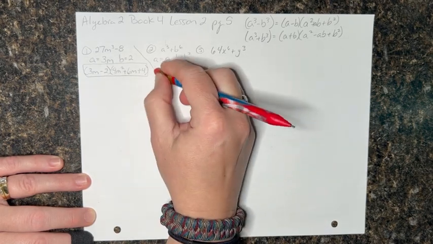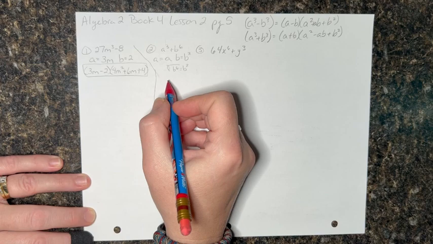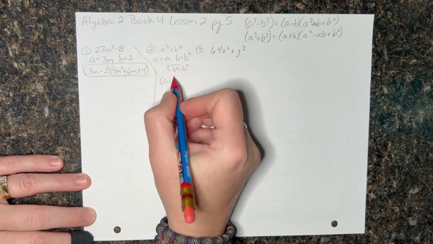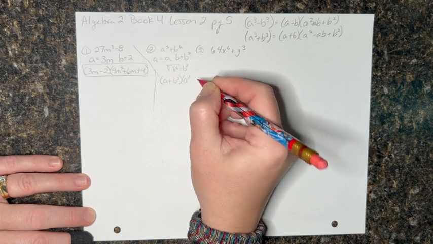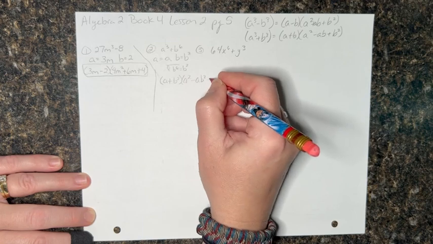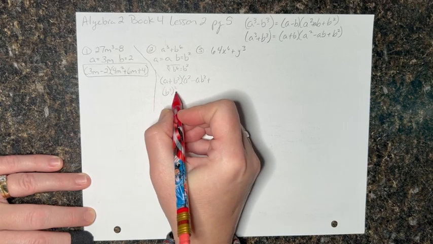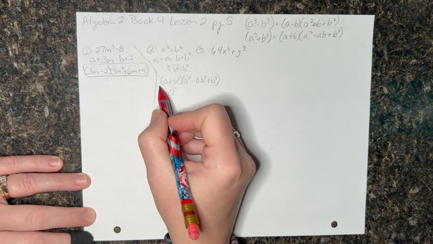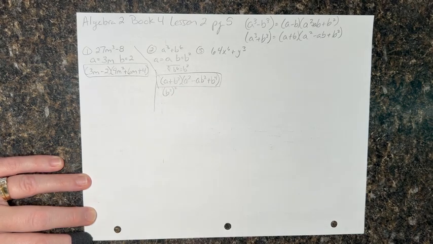Okay? So now, writing out my factor, this is a sum, so I'm going to have a, which is a, plus b, which in this case is b squared, times the quantity a squared, minus ab, so a b squared, plus b squared. So remember, the b squared squared is b to the 2 times 2, or b to the 4th power. That's what that looks like.